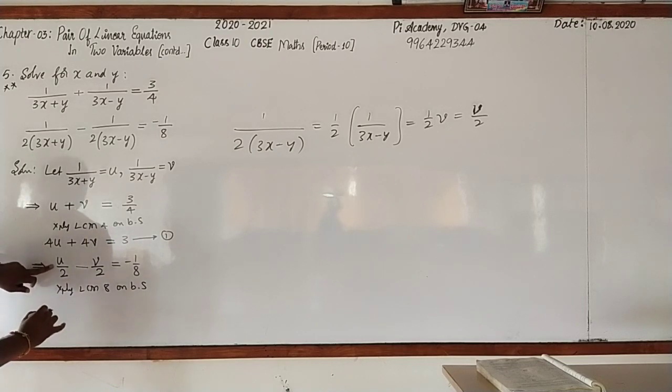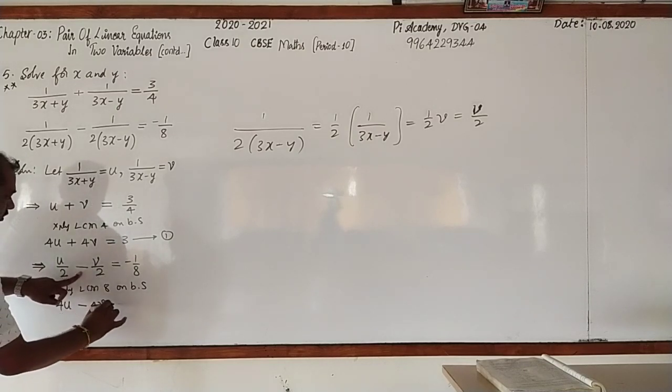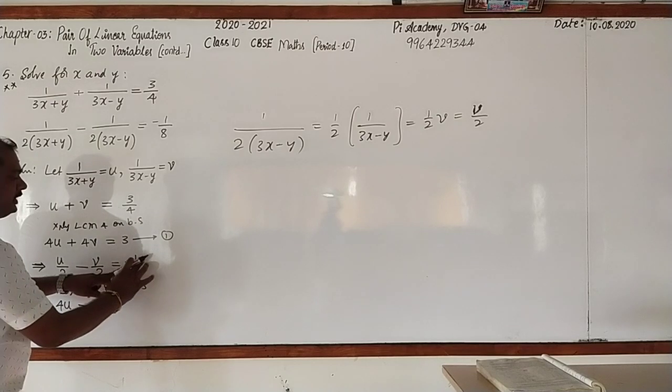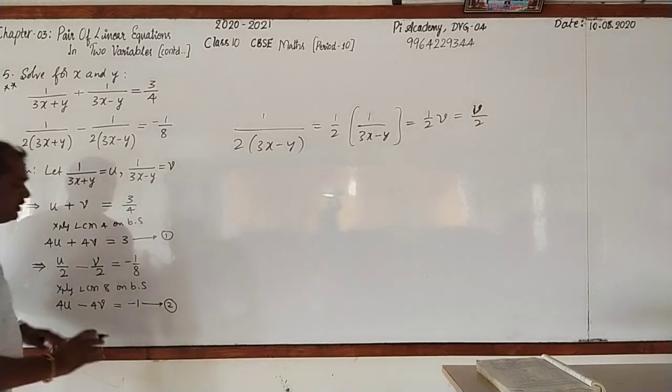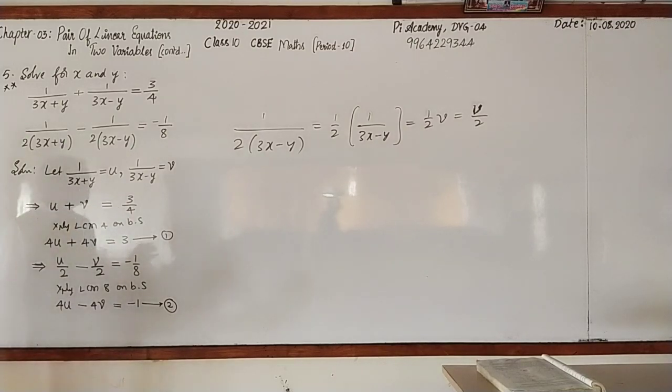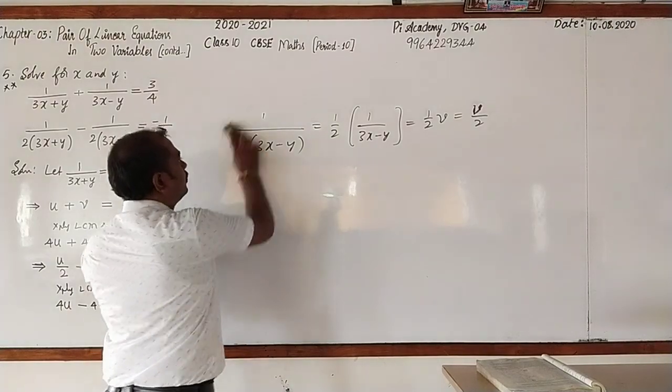This will be: multiply 8 here, 2 1s are 2, 2 4s are 4u. Here 2 1s are 2, 2 4s are 4v. This is equal to, multiply 8 here, 8 and 8 get cancelled, this is minus 1. You may call it equation 2, right? Now let us go for solving equations 1 and 2.